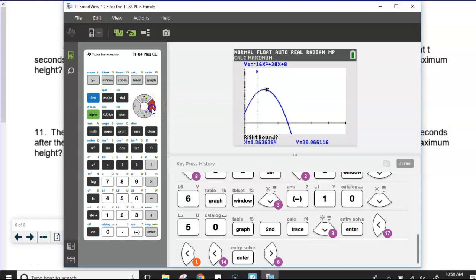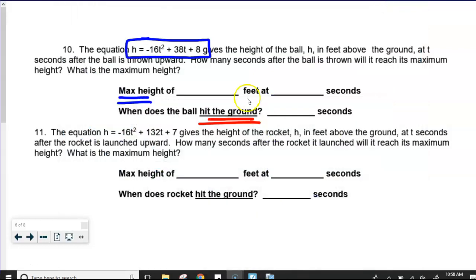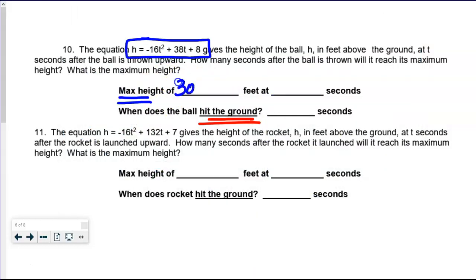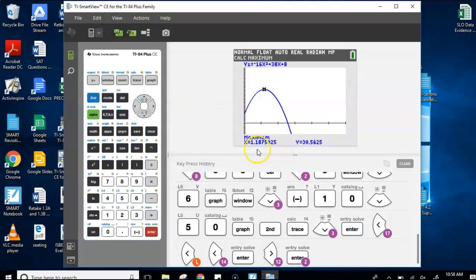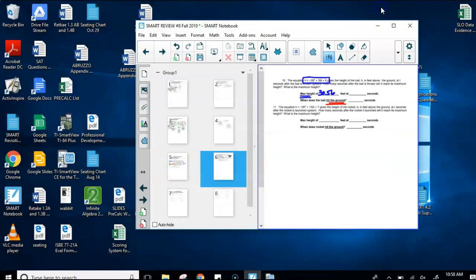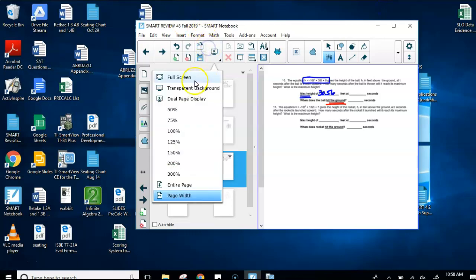All right, now get to the right of him, or get after the maximum. And then when it says guess, just hit enter one more time, regardless of which method you're using. And you're going to get an ordered pair. Let's go to the hundredths place. So the max height is 30.56 feet. This is the height. And then at what time did that occur? That is the other part of the ordered pair. So 1.19, I'd round that to. So 1.19 seconds.